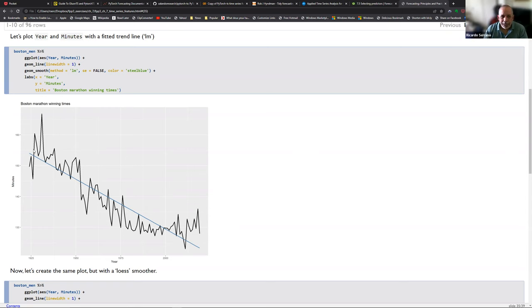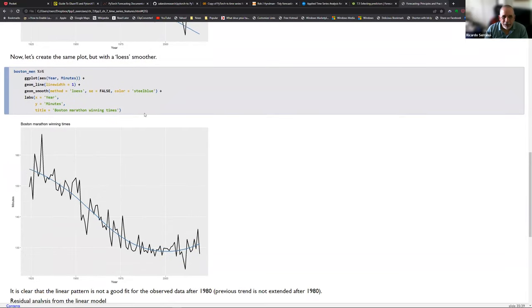So, if we do a method LM here, this is what we get. We don't get a good fit. We can see it right now, especially here, that it's stabilizing because it's harder every time. It's harder to get a dramatic change in the completion time of the marathon because there are human limitations.